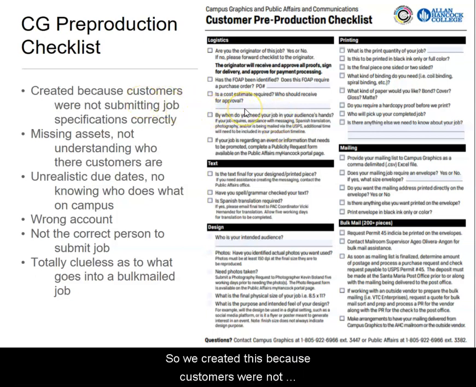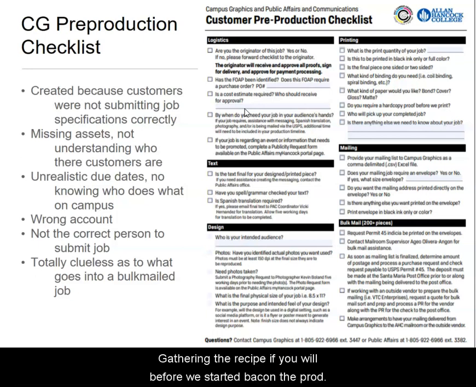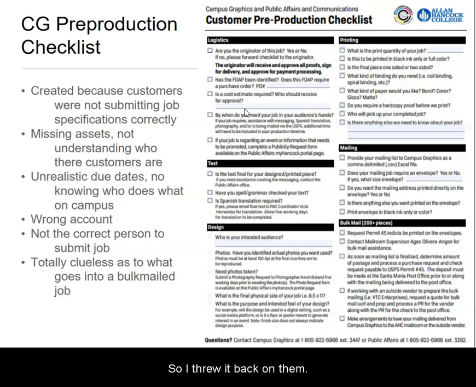So we created this because customers were not submitting job specifications correctly. They were either missing assets or not understanding who their customers are. They would come to us to design a flyer. Well, who's this flyer for? Who's your audience? Well, I don't know. You know that. I was like, no, we don't know that. We're designers, right? You need to know who your customers are. So they needed to do a lot more of gathering the recipe, if you will, before we started baking the product. So we threw it back on them, made them really intentionally think before they come to us, which has resolved quite a bit of the non-value added that you saw in that flow chart.